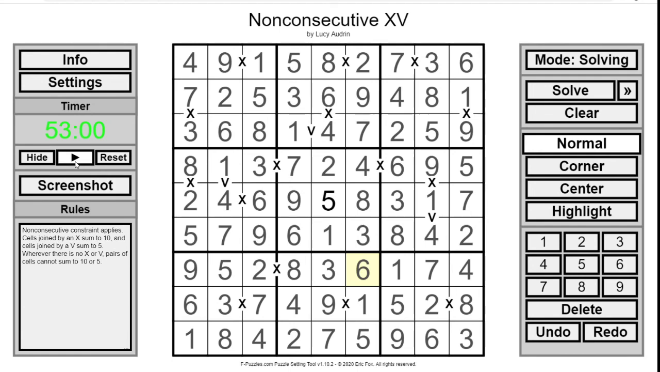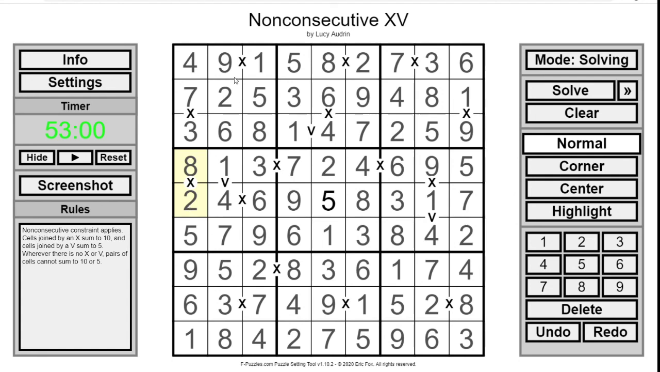53 minutes. That did not feel like 53 minutes, but it is 1 a.m. That was quite the puzzle. I know, that's my catchphrase. So X and V sum. I definitely could have done that faster if I knew some more obvious logic. I think there were a few times where I penciled in stuff I shouldn't have penciled in, but in the end, I beat it. And that's a big W.